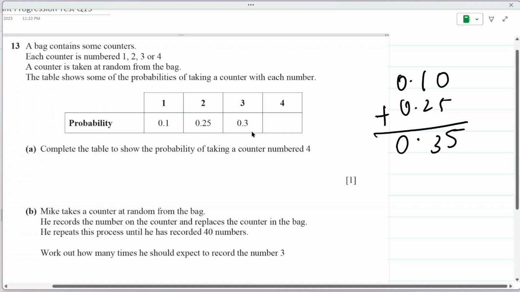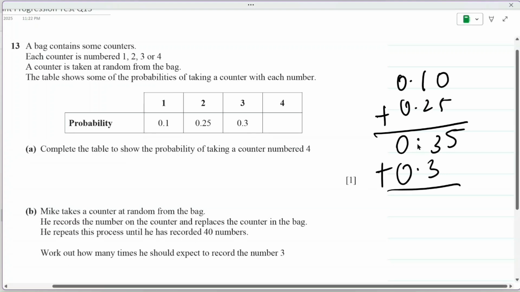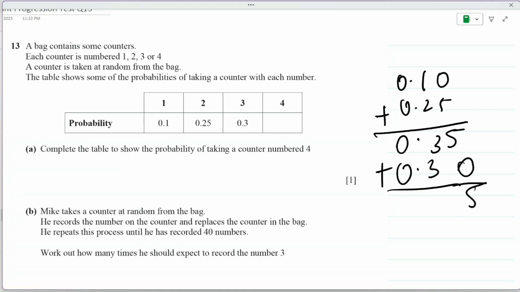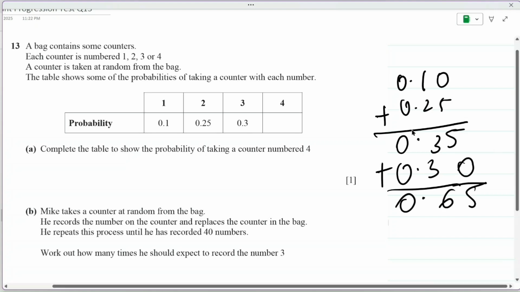You add the 0.3 to it. Note, the decimals have to align, so you add a 0 at the back to balance it. 5 plus 0, that's 5. 3 plus 3, that's 6. We've added the three of them and gotten 0.65.